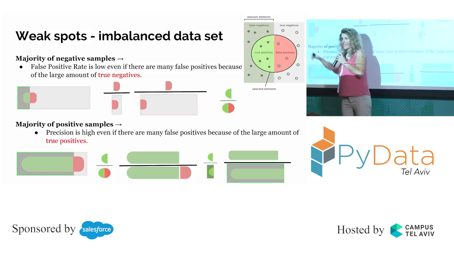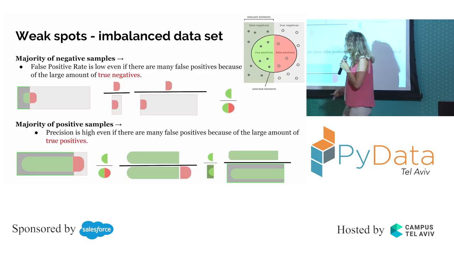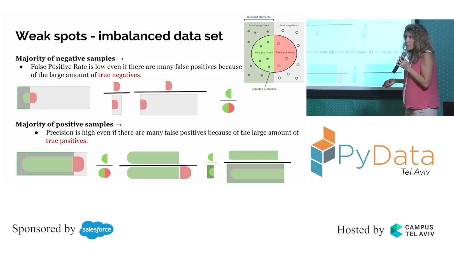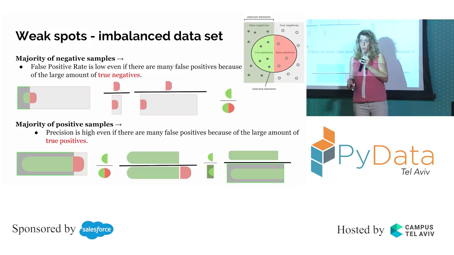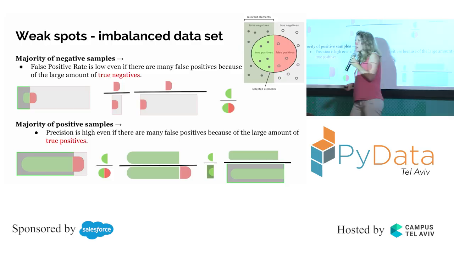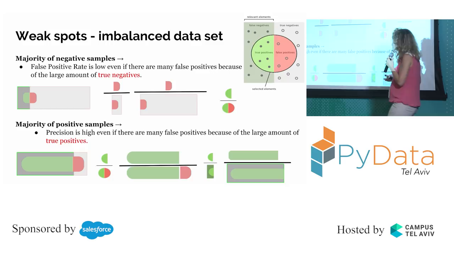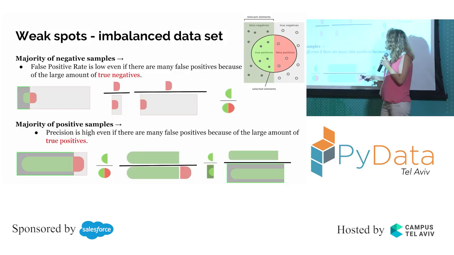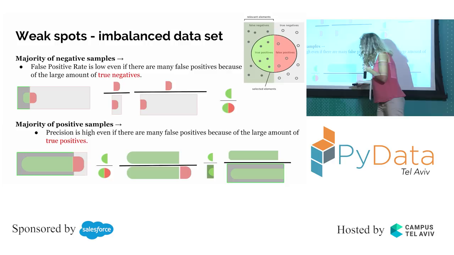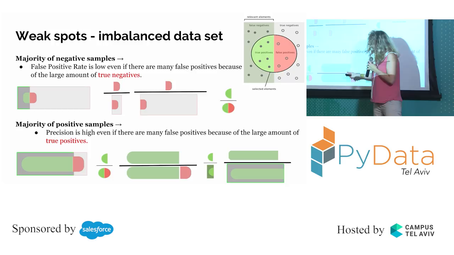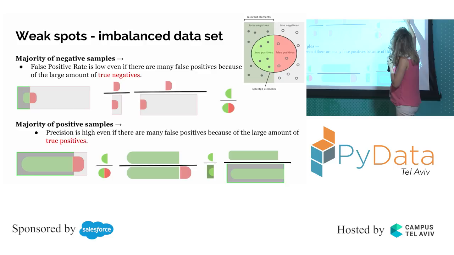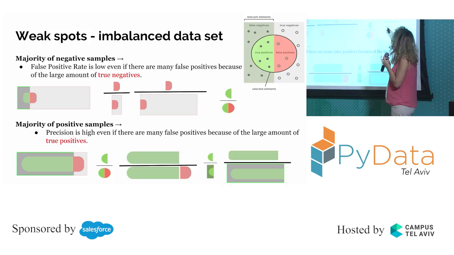Now, on the other side, if we have a majority of positive samples, for example, many good deals we want to approve and only a few bad deals we want to reject, then the part of the positives will be very big. We will have a lot of true positives because it's easy to detect these. The precision would look very skewed because the false positives would have a very small impact on this ratio. Even if we have a lot of false positives compared to the number of negatives, we would not feel it much with the precision because it would still be high.